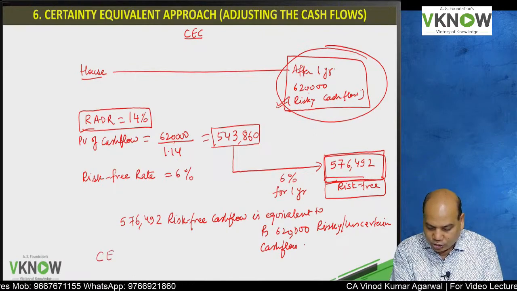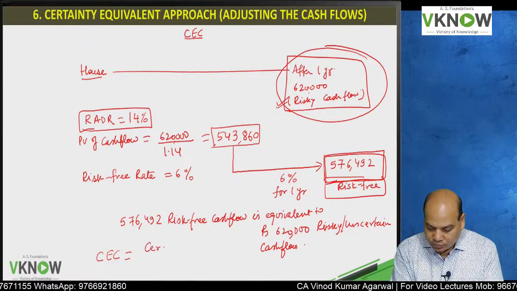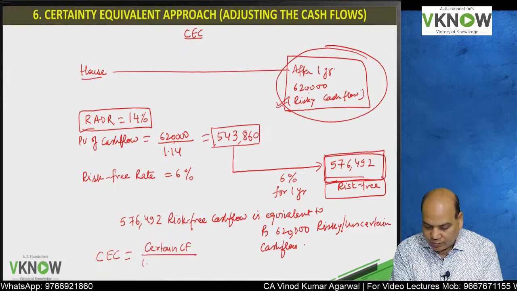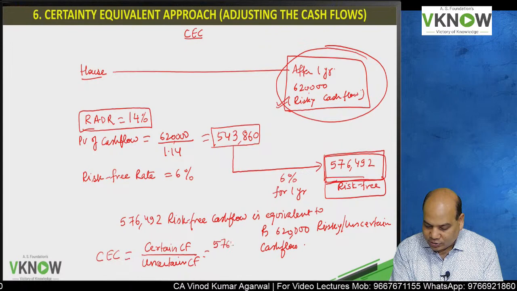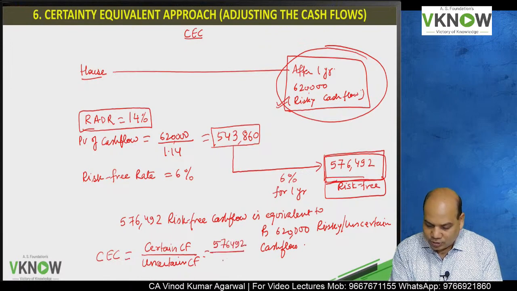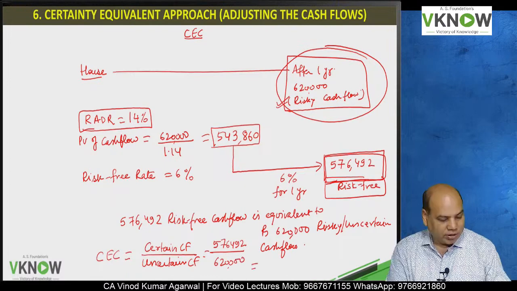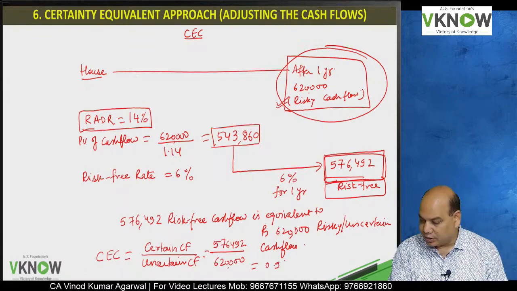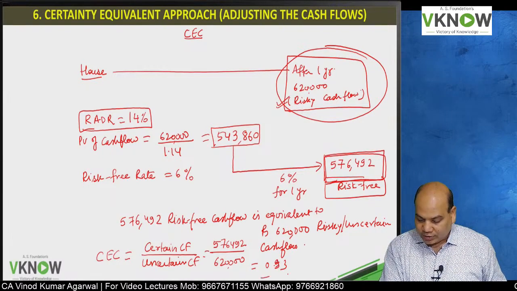What is the certainty equivalent coefficient here? The certainty equivalent coefficient will be certain cash flow divided by uncertain cash flow. Certain cash flow in our example is 5,76,492; type on your calculator, divide by 6,20,000. Anybody who would be interested in replying? This comes to something like 0.93. Very good. 0.93.